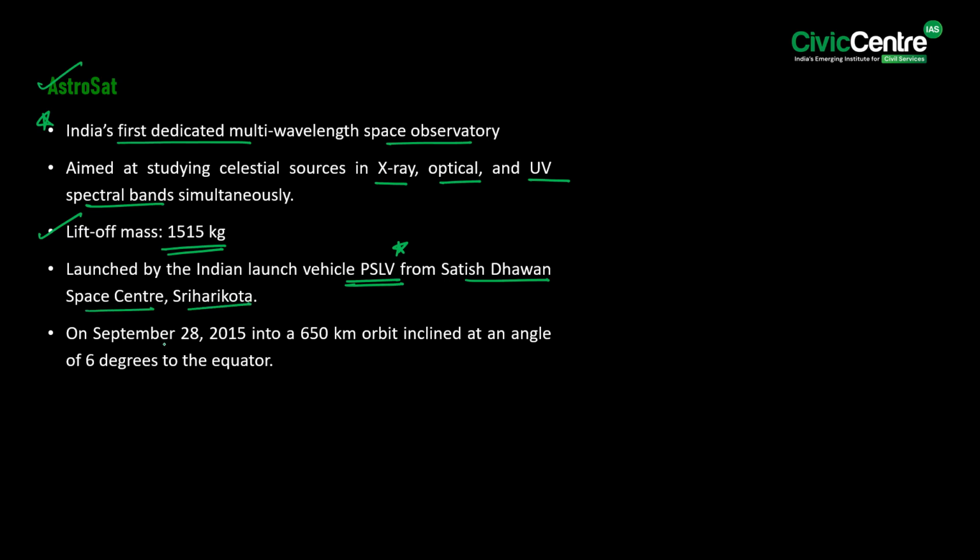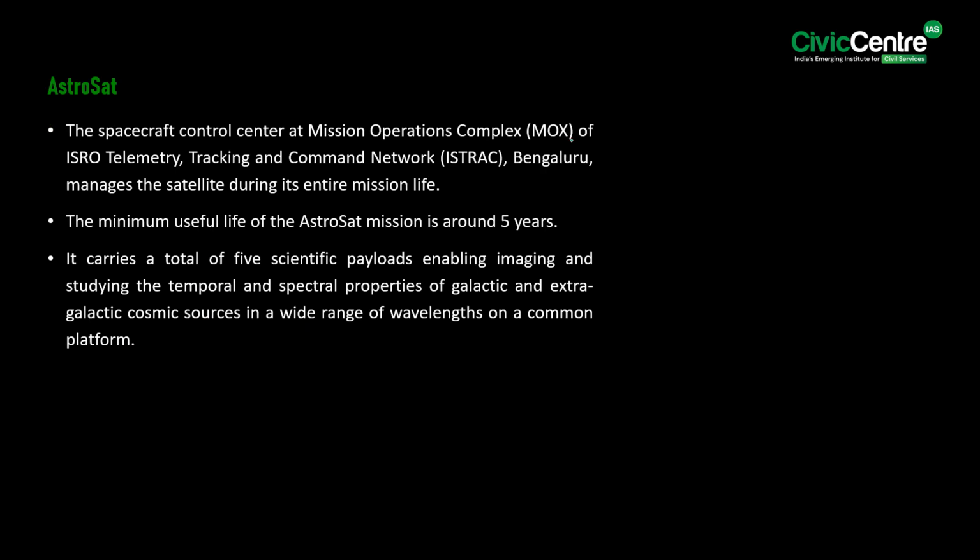Further, it was launched on September 28, 2015 into a 650-kilometer orbit inclined at an angle of 6 degrees to the equator. Additionally, the Spacecraft Control Centre at the Mission Operations Complex of ISRO Telemetry, Tracking and Command Network, Bengaluru, manages the satellite during its entire mission life. Know that the minimum useful life of the AstroSat mission is around 5 years. Further, it carries a total of 5 scientific payloads enabling imaging and studying the temporal and spectral properties of galactic and extragalactic cosmic sources in a wide range of wavelengths on a common platform.